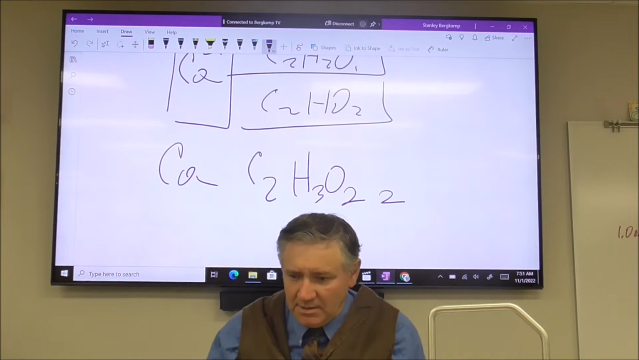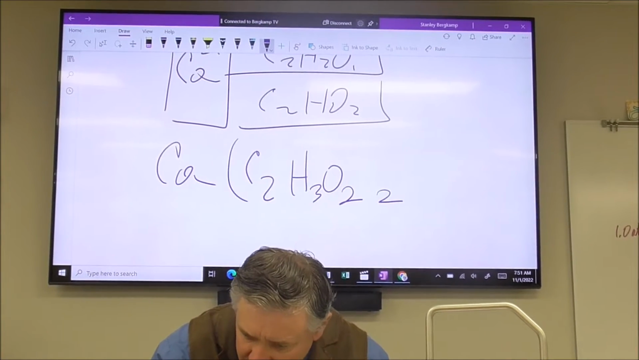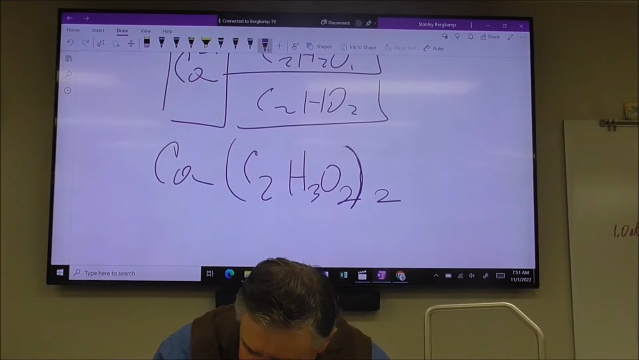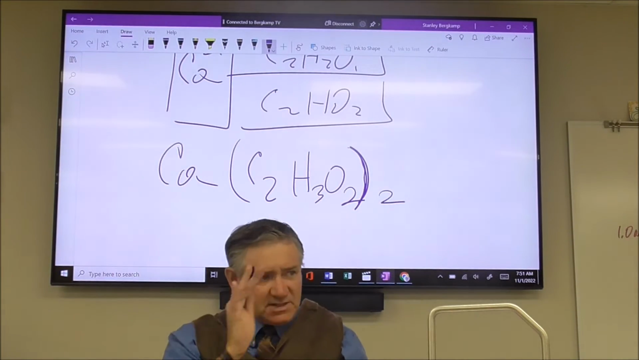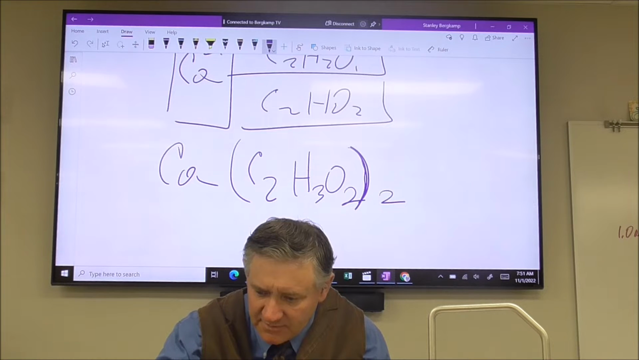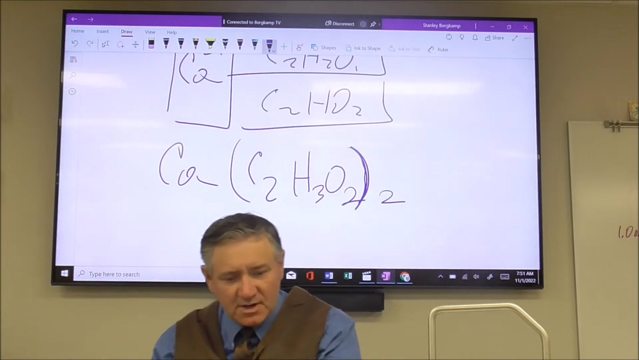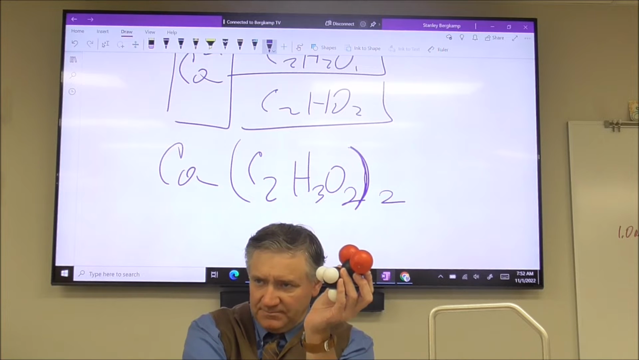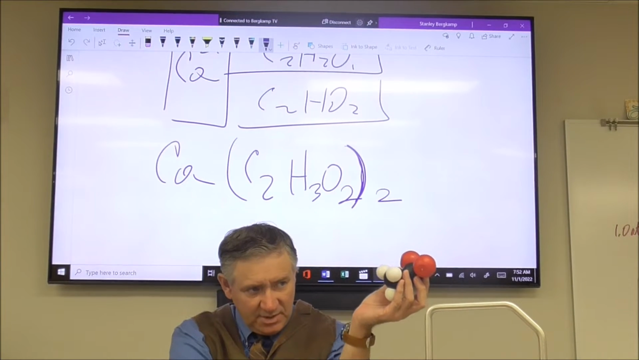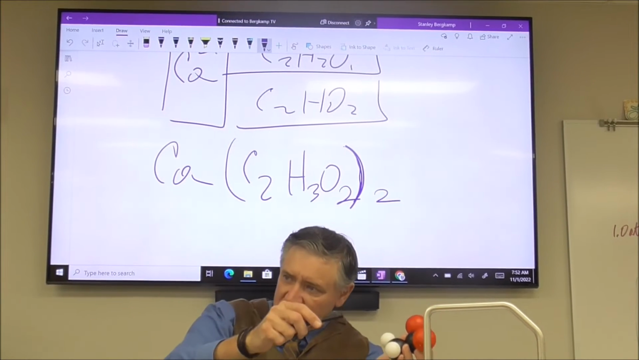So I'm going to come in here and put a bracket like this, okay? So now what this conveys to me is that I've got 2 of these groups. So I'm going to have 2 of these structures like this. Each one looking to take one electron. Calcium's going to give one.